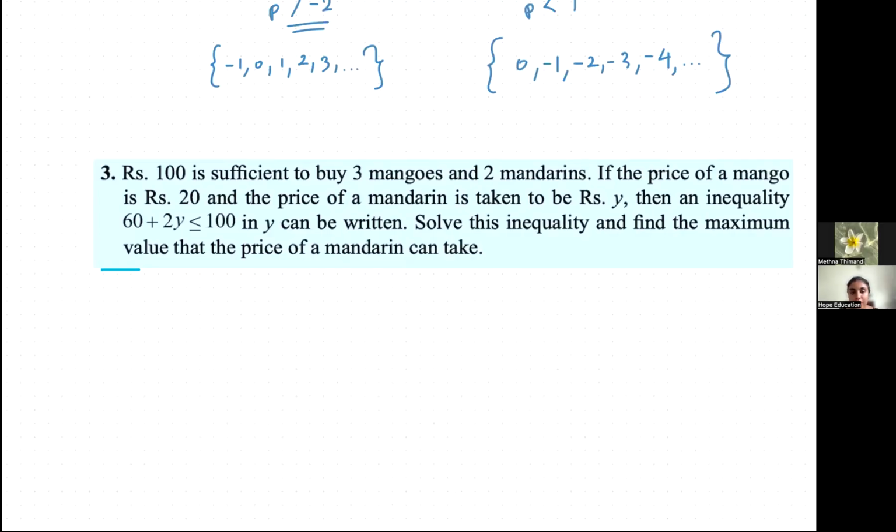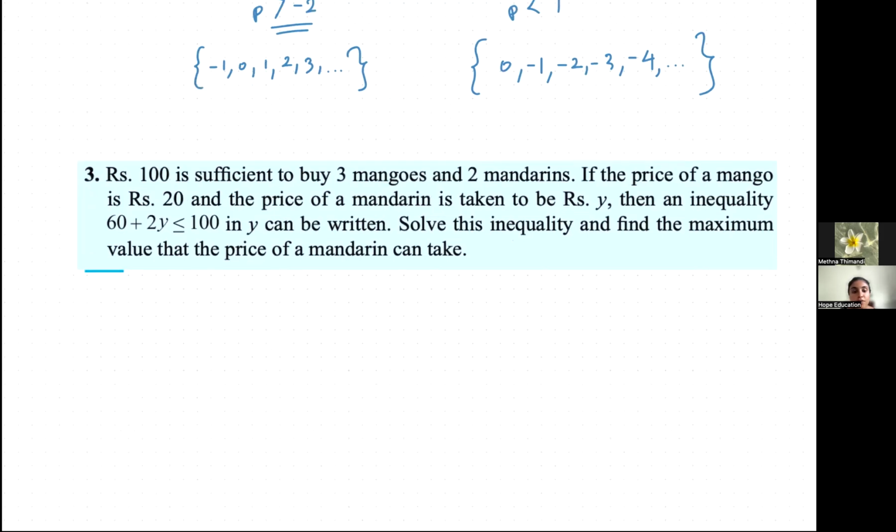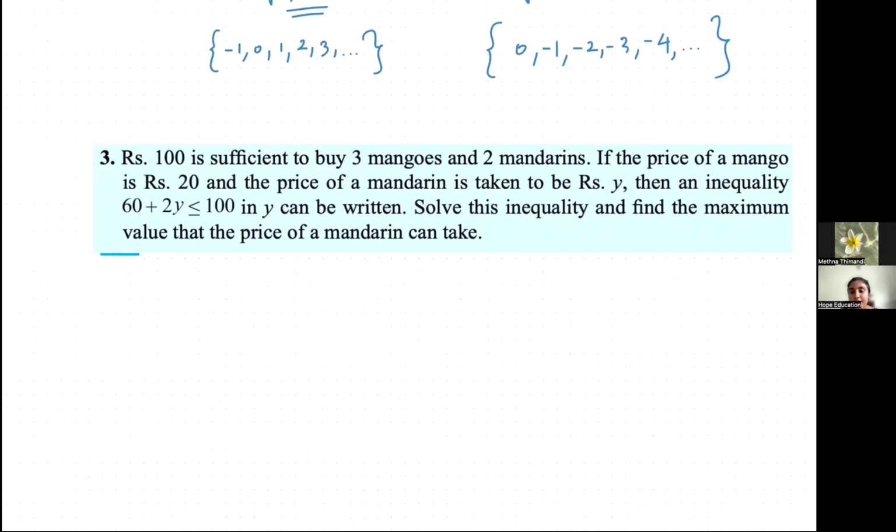Okay, done? We'll discuss. 100 rupees is sufficient to buy 3 mangoes and 2 mandarins. If the price of a mango is 20 rupees and the price of a mandarin is taken to be Y, then an inequality 60 plus 2y is less than or equal to 100 in y can be written. You just have to solve the inequality. Find the maximum value that the price of a mandarin can take.